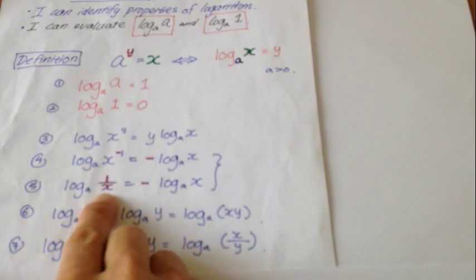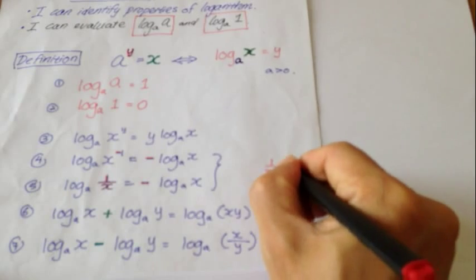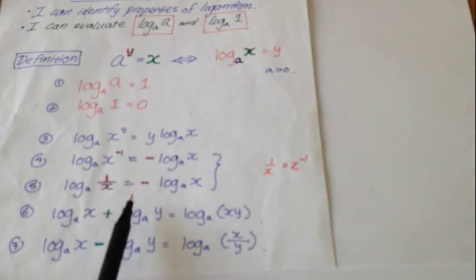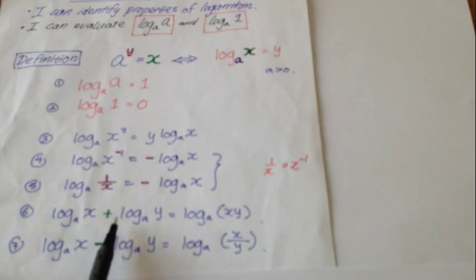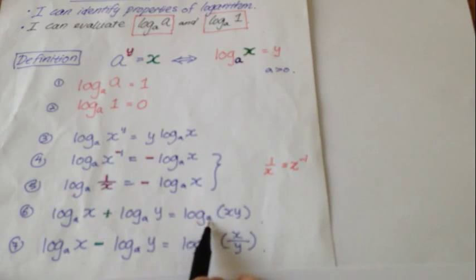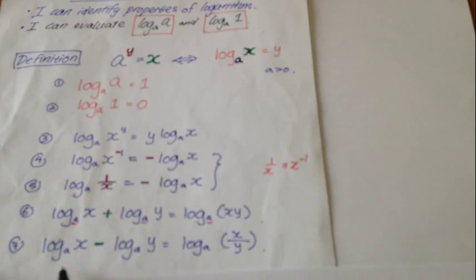And number 5 is actually the same as number 4 because 1 over x is also written as x to the power of -1. So number 5 and 4 are exactly the same. And if we have the addition of 2 logarithm, because we are adding indices, the answer to that will be the logarithm of a product with the same base. And if you have the difference of 2 logarithm with the same base, then the answer is the logarithm of x over y, base a.